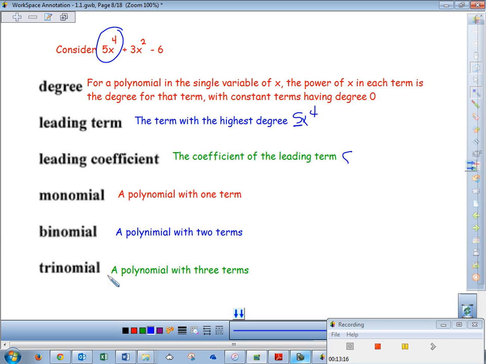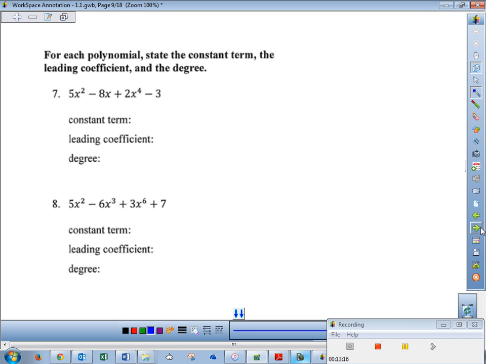And then a monomial, a binomial, a trinomial: 1 term, 2 terms, or 3 terms. If they have 4 or more terms, it doesn't have a fancy name. Just those 3 guys, monomial, binomial, trinomial. So let's go through this. This has 4 terms. The constant term is the dude that's got degree 0. It doesn't vary. It has no variable with it. It is constant. That's this guy.